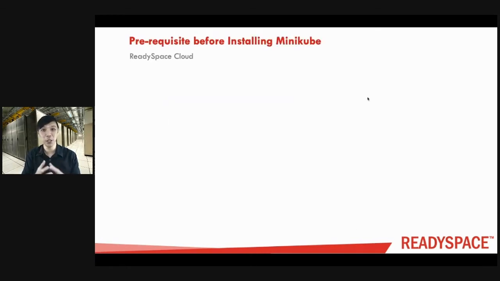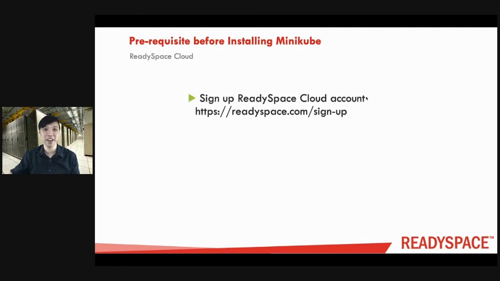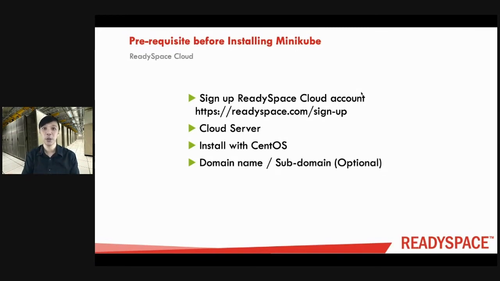Before installing Minikube, there are some prerequisites that you need to meet so that you can install Minikube successfully. And here they are. First, you have to sign up for a ReadySpace Cloud account. To sign up for a ReadySpace Cloud account, you can go to readyspace.com/sign-up. And then, from your ReadySpace Cloud account, order a cloud server and install this cloud server with the latest Zen OS operating system. And if you would like to, you can also register a domain name and create a subdomain.